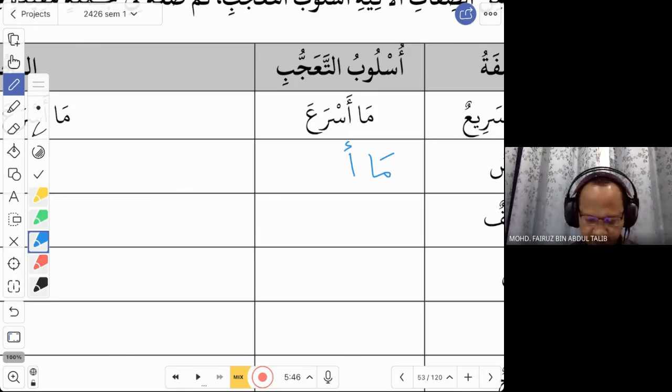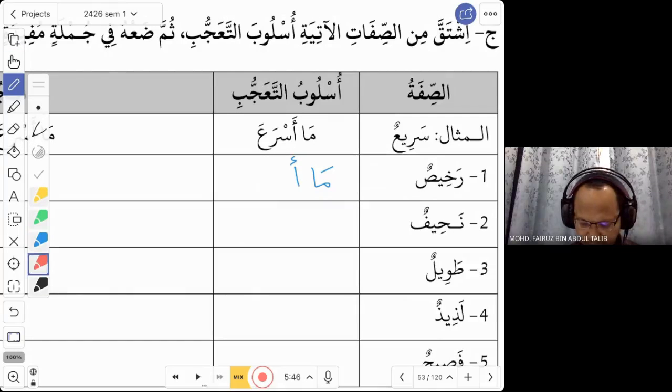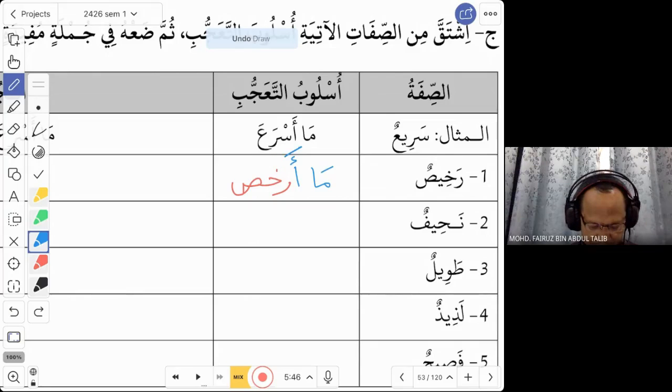You need to identify the root word. The root letters here are ra, kha, and sad. Then you just follow the wazan: af'ala, arkhasa. That is your uslub ta'ajjub. We don't say ar-rakhis, because rakhis is still the adjective, not the uslub ta'ajjub. So we say ma arkhasa. Okay, طيب. So that is the example, ma arkhasa.